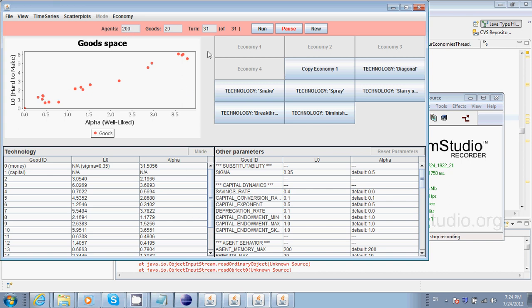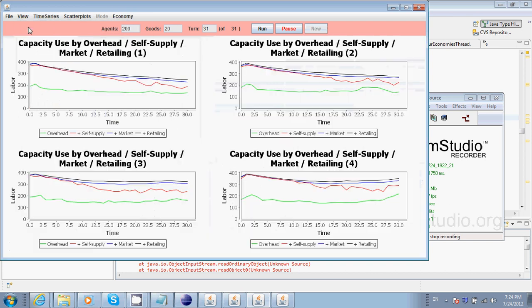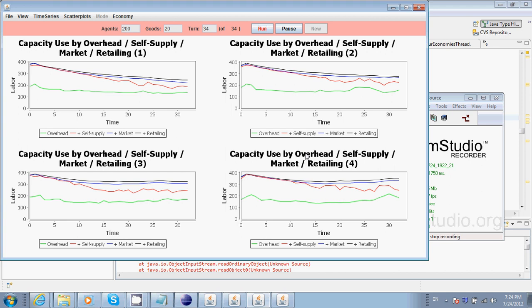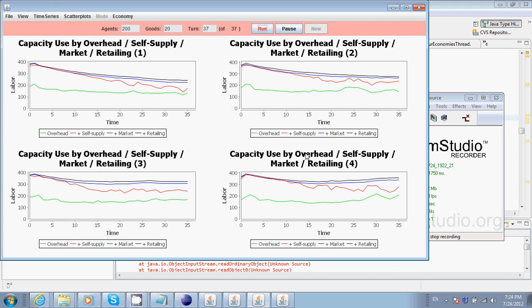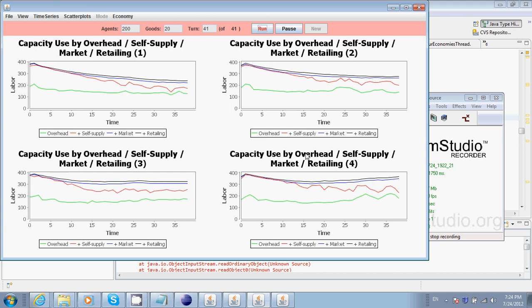Same number of agents, same technology. This space represents the technology, so you can recognize it by appearance for now, before I explain a little bit more what this means. And so the 4 economies are exactly the same, except for the savings rate. So let's see what the impact of the savings rate on the development of this economy is.